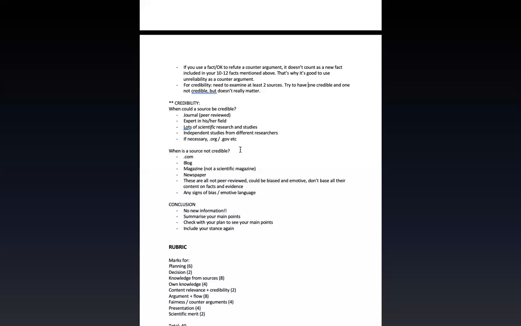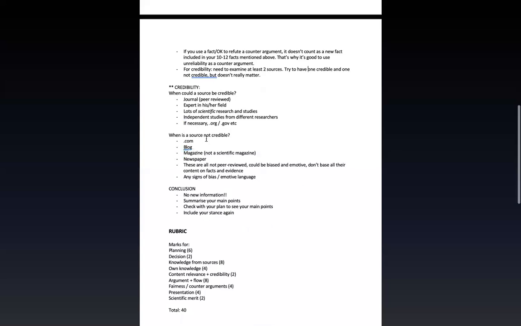What makes a source not credible? If it's a .com, so a commercial website, a blog, a magazine, a newspaper, these usually are quite biased. They're not peer-reviewed. They're usually quite emotive and opinionated, and they don't base all their contents on proper checked facts and evidence. Obviously, in terms of magazines, there are some scientific magazines, and these would be more credible sources, but something like People Magazine, Getaway, that sort of thing, is not credible.